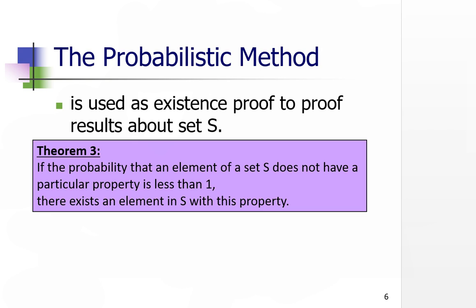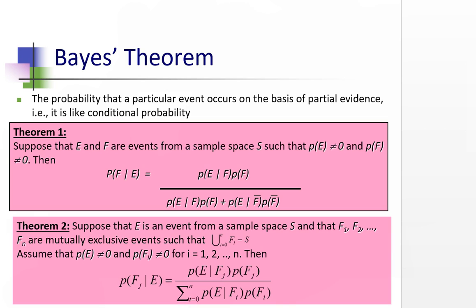So coming to the probabilistic method, it is used as an existence proof to prove results about sets. Again the same concept, like a sample: if the probability that an element of set S does not have the particular property is less than 1, there exists an element in S with this property. So this is just for your info, to show what kind of probability you have.